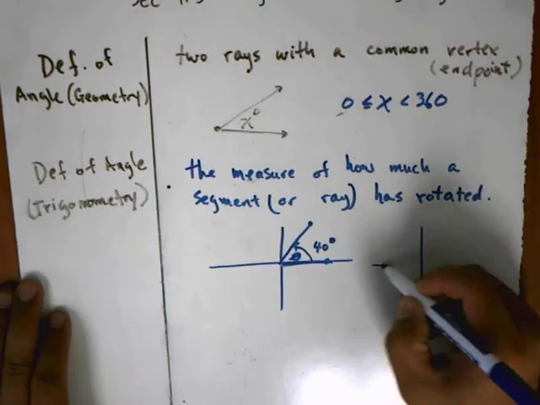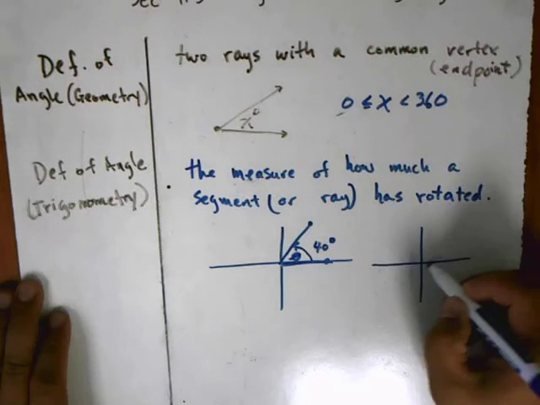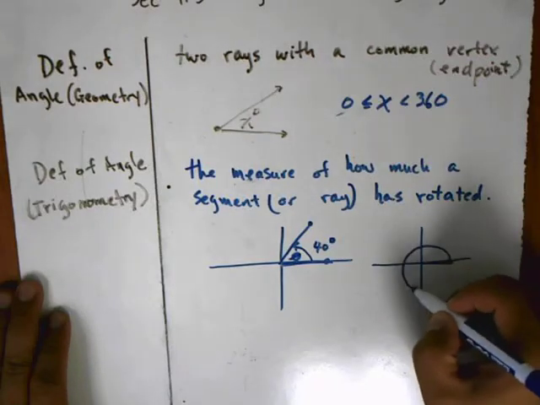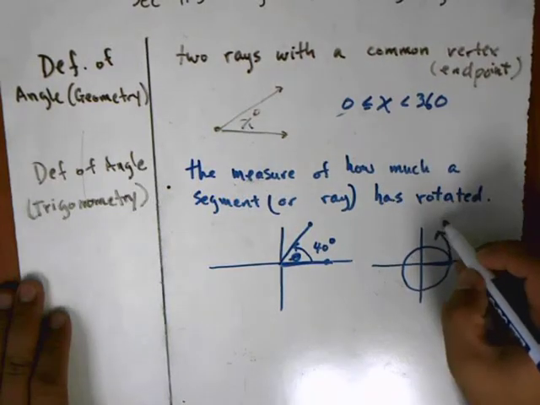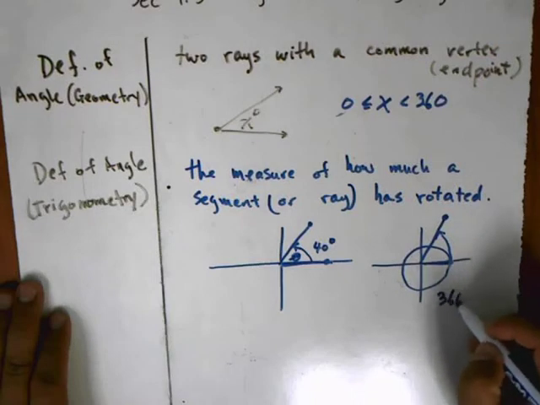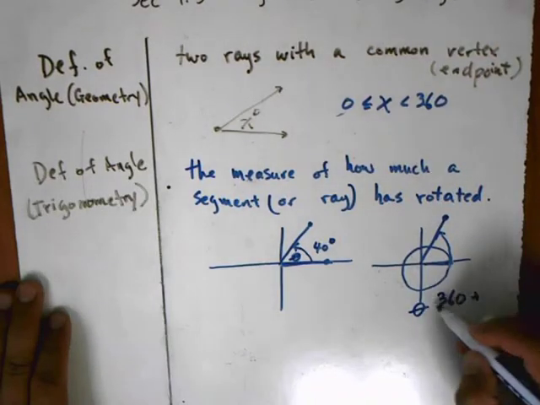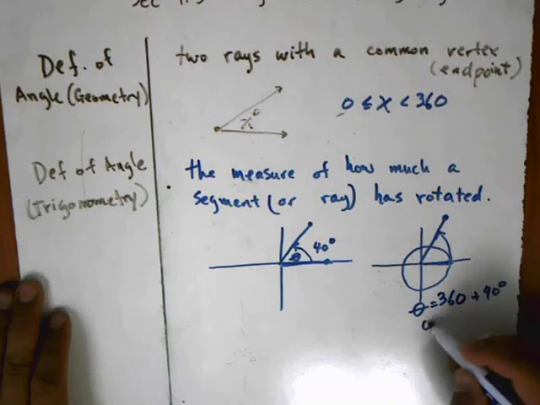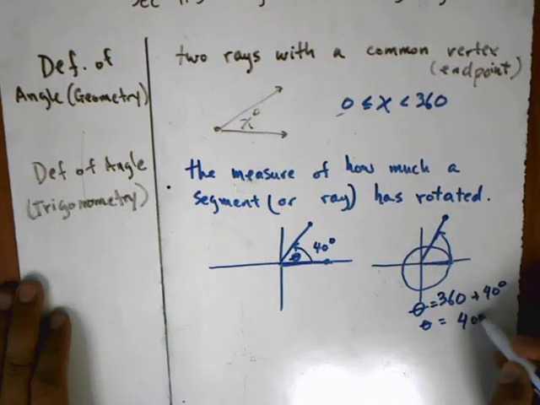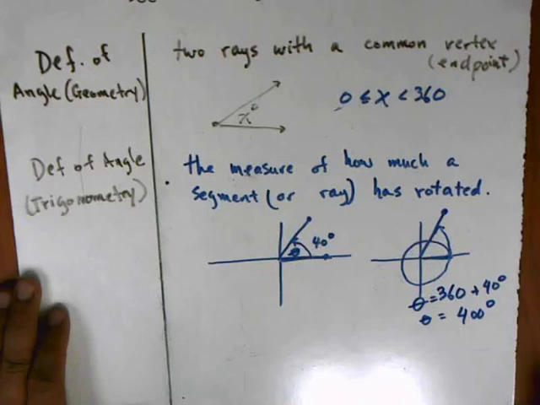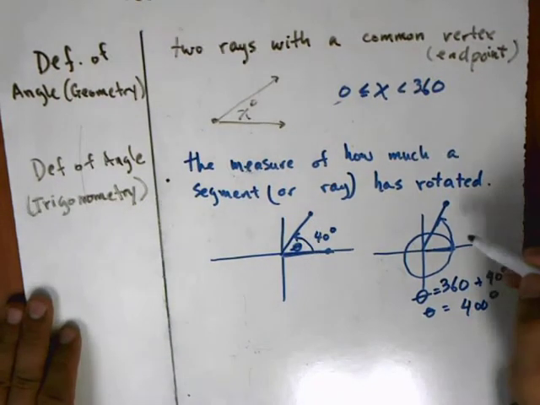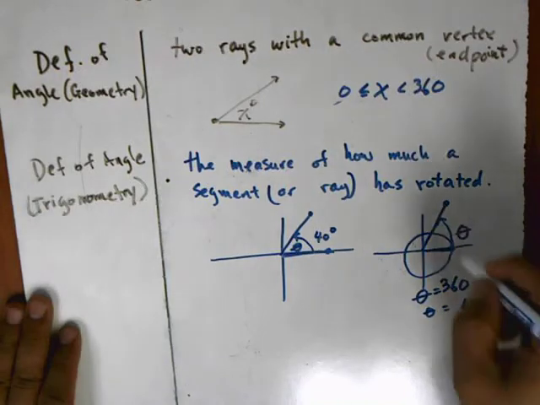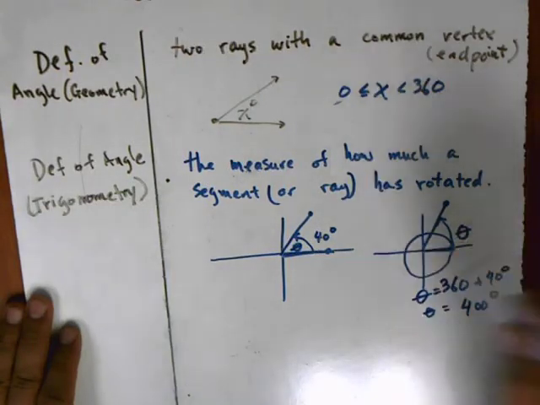Or I can also say that I take the same thing, the same length here, and I spin it around once, that's 360 degrees, and I spin it around a little bit more. So theta is equal to 360 degrees plus another 40 degrees. I can say that theta is equal to 400 degrees. And you see here the expansion, or the more general definition of an angle, is how much it's spun, and theta includes how much this has wrapped around.